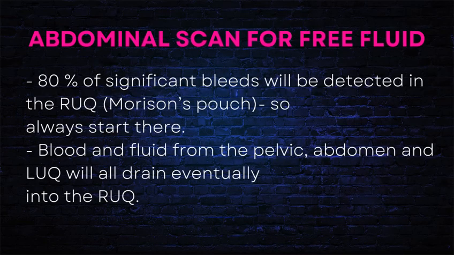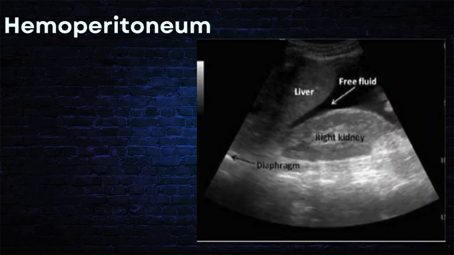80% of significant bleeds will be detected in the RUQ, Morrison's pouch. So always start there. Blood and fluid from the pelvis, abdomen, and LUQ will all drain eventually into the RUQ. Hemoperitoneum. Morrison's pouch is a common site for blood to accumulate when any solid intra-abdominal organ has been injured. Free fluid appears as an anechoic stripe in Morrison's pouch or within the right paracolic gutter, adjacent to the lower pole of the right kidney.